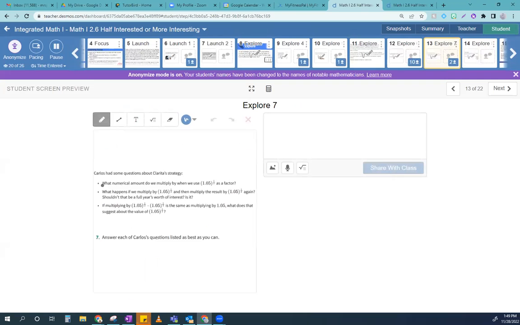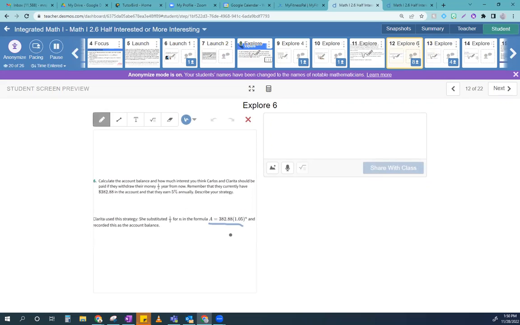So this next question says, Carlos had some questions about Clarita's strategy. Oh, no. Yeah, so your percentage stays the same. That's a good question. Someone put, Ms. Johnson, I thought I was supposed to cut the interest rate in half. No, you cut the time in half, right? So when we're looking at this equation here, this is the money spot. This is kind of like the interest spot. And this is the year spot.